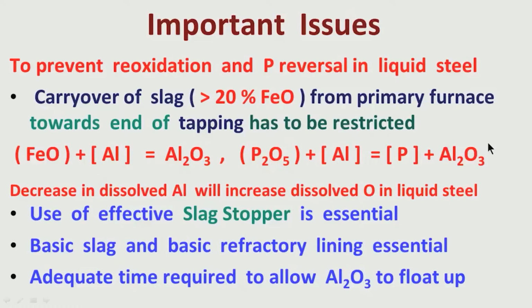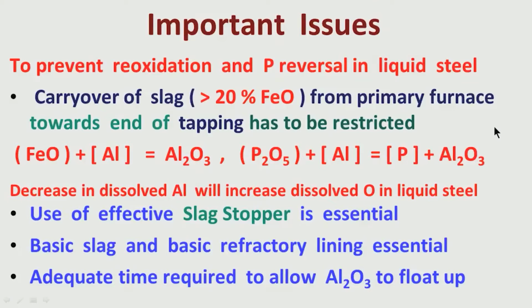When we are tapping liquid steel from BOF or EAF or induction furnace, at the top of the liquid steel there is slag. So towards the end of tapping there is a possibility of the slag getting carried over from the primary furnace, that means BOF or EAF, to the ladle. Because when you are draining out the liquid steel, there is a funnel formation.